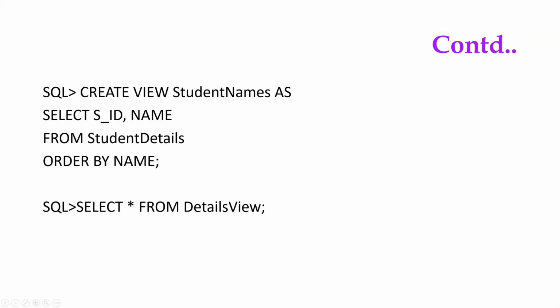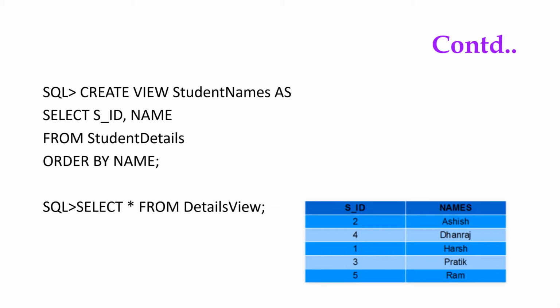Now let us see another situation. Now I am going to create a view called student names by selecting student ID, name from student details, order by name. So when I execute this query, the student ID and name both will be displayed. So here you can see the difference. The student ID is shuffled here, but the names are in alphabetical order. Can you see it? Yes.